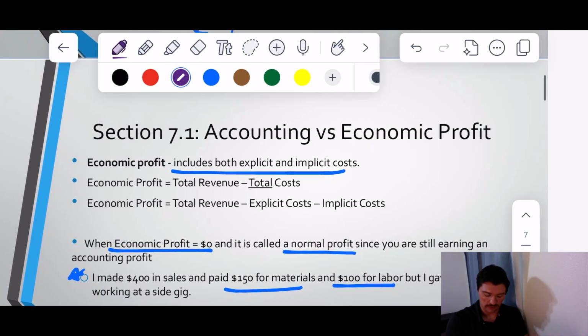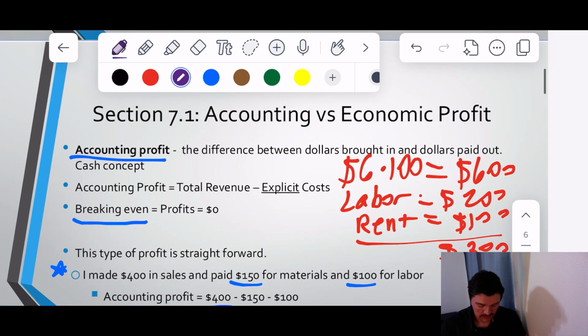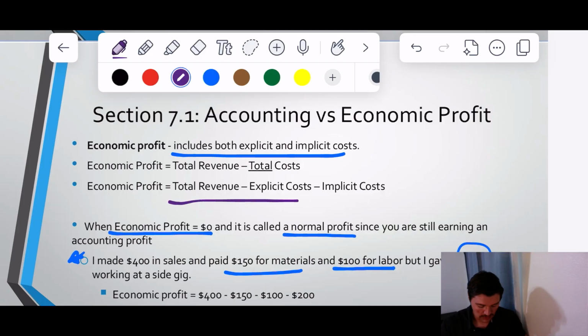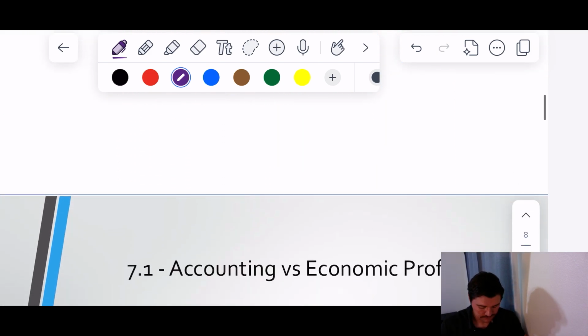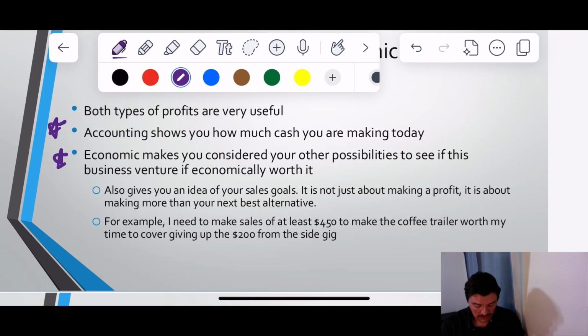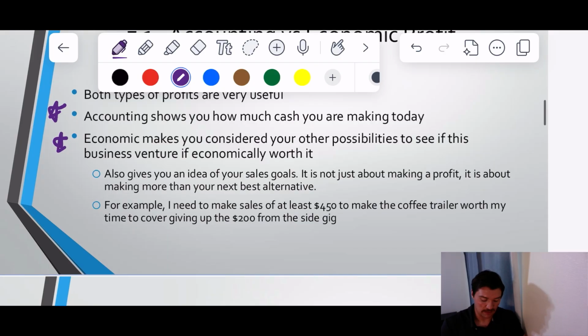All right. So again, the difference between the two: accounting profit is total revenue minus your explicit cost, the cost of business. Economic profit is total revenue minus the cost of business minus whatever you're giving up. Okay. With that as well, both types of profits are very useful. Accounting shows you just how much cash you are making today, and economic makes you consider the other possibilities to see if this business venture is economically worth it.